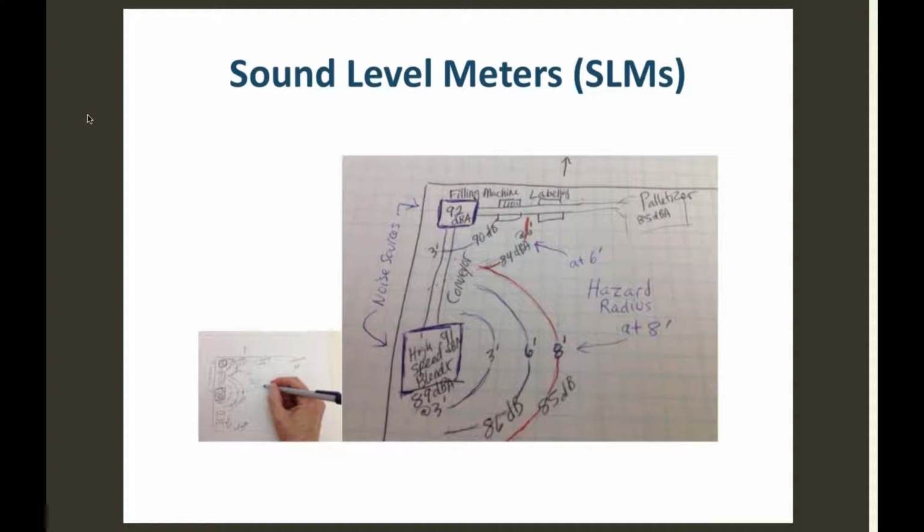In this case, this is a sketch Brian made up. He's actually just measuring 8 feet from that source, in a couple of spots, and it's averaging about 85. But in a real sound survey, these would not be nice concentric circles. They might be wavy, because you want to see the points at which you exceed a certain level.